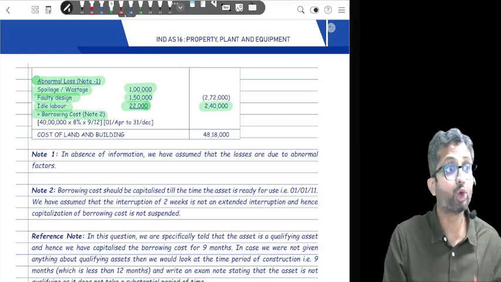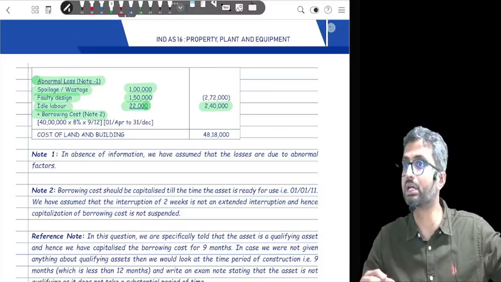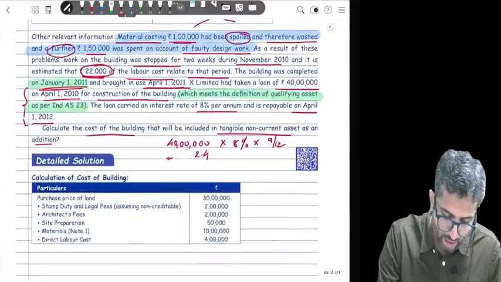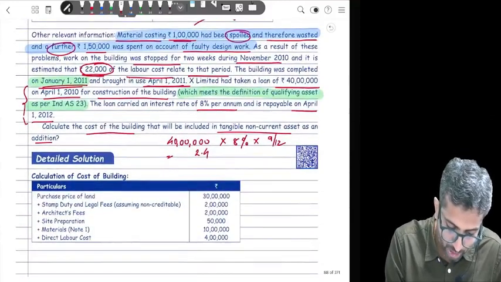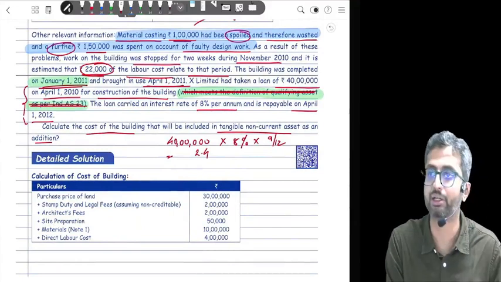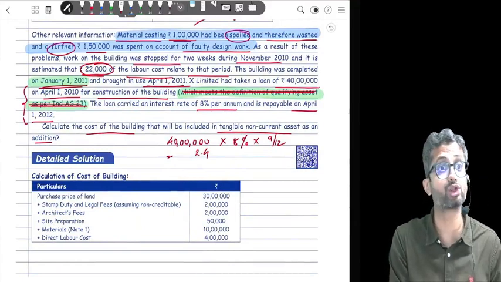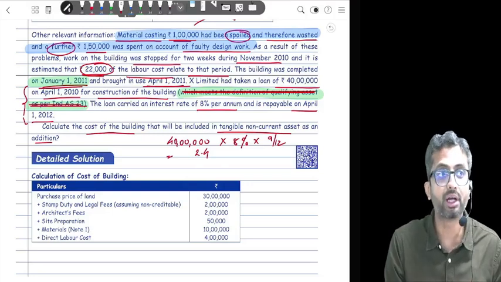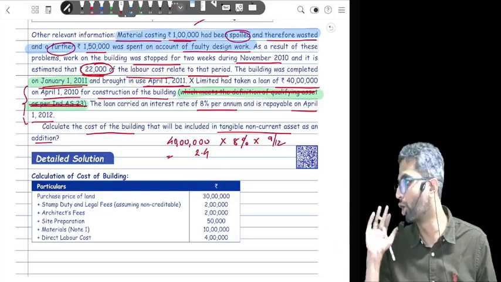Acha, if you open the study material, the recent study material of May 24, the Institute has removed this line. They have removed this bracketed sentence. Do you think their solution will be different? Yes. What will be the difference? 2 lakh 40 will not be capitalized.